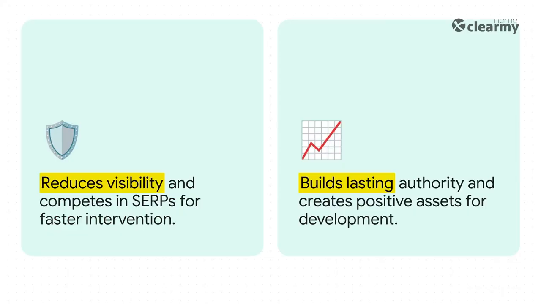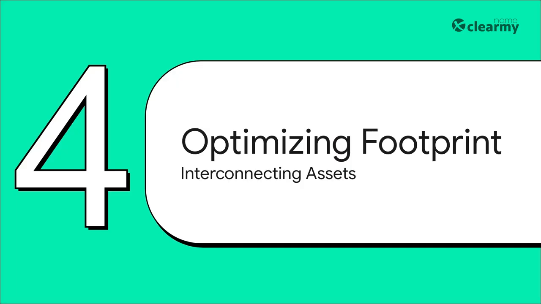Now, what's really interesting here is how suppression and enhancement actually work in tandem, even though they serve different purposes. Content suppression reduces the visibility of negative results by actively competing against them. It's a fast intervention, a rapid shield. Content enhancement, however, builds lasting authority and permanent positive assets. Essentially, suppression buys you time, while enhancement builds your permanent digital fortress. Which brings us to Section 4, optimizing your digital footprint.